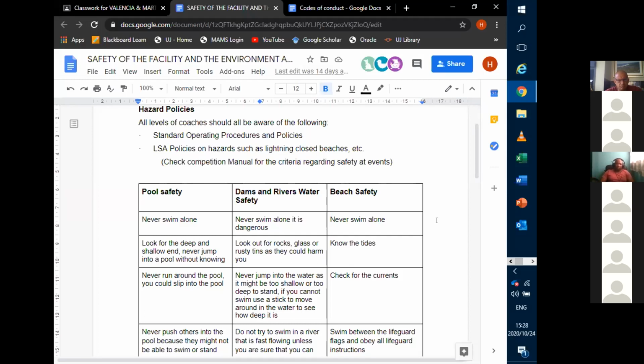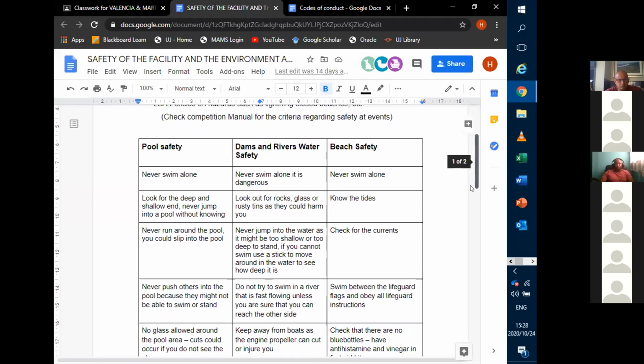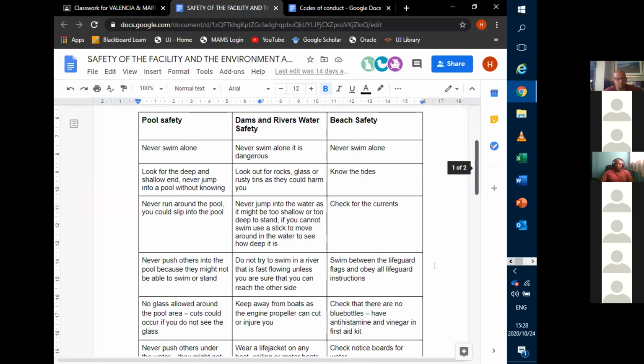Never swim alone, wherever you are. That stays the same with pool, dams, and beach. There is some difference between these three. With the pool, look for the deep and shallow end. Look out for rocks, glass, or rusty fins. And at the beach, know the tides.